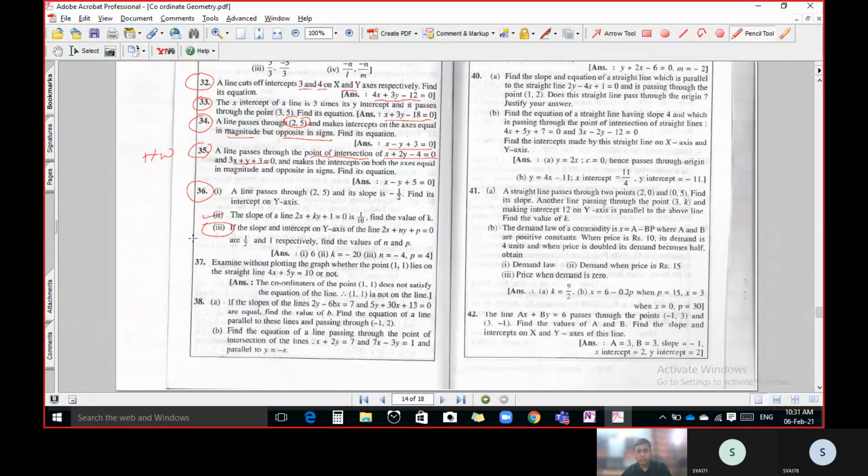And this is enough for today. You can also consider this as your homework, question 38. So this is enough for today.